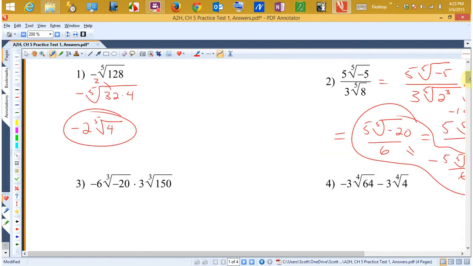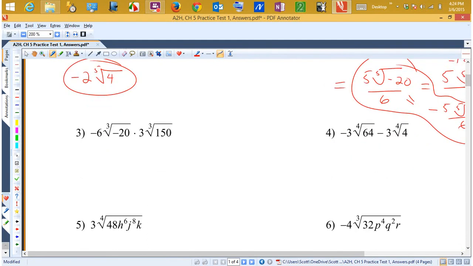Let's go to the next one. Okay, so what I'm going to do is combine these, and if they have the same radical, this is a cube root and a cube root, so I can combine those under the same cube root. So I'm going to have a negative 6 times 3, that's a negative 18. And I'm going to have a negative 20 times 150.